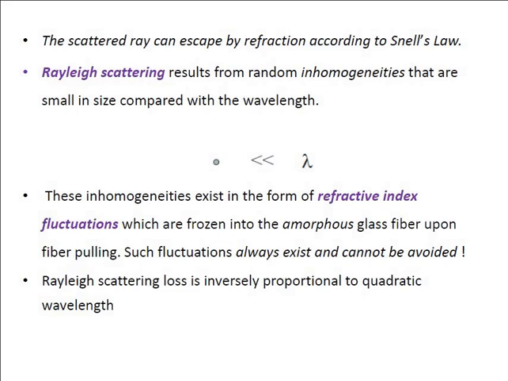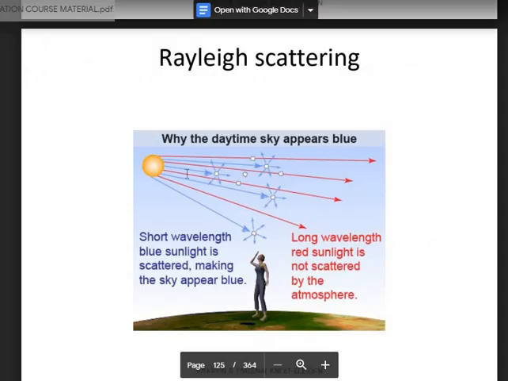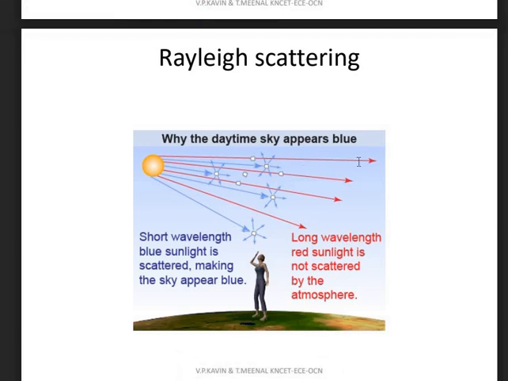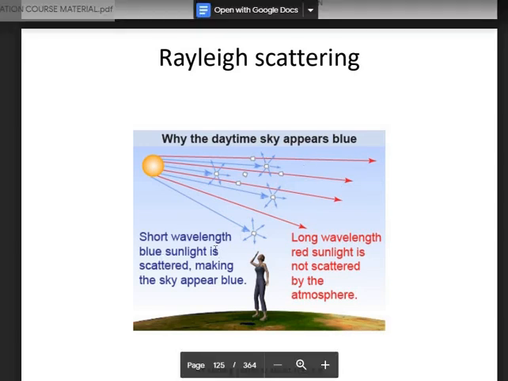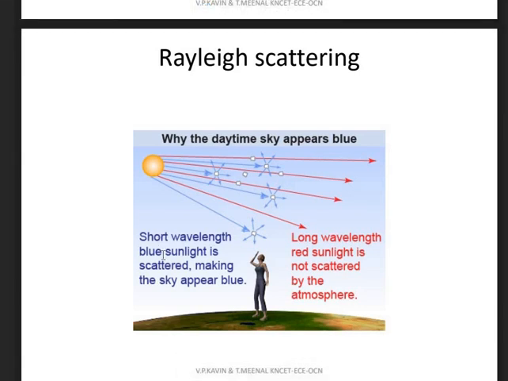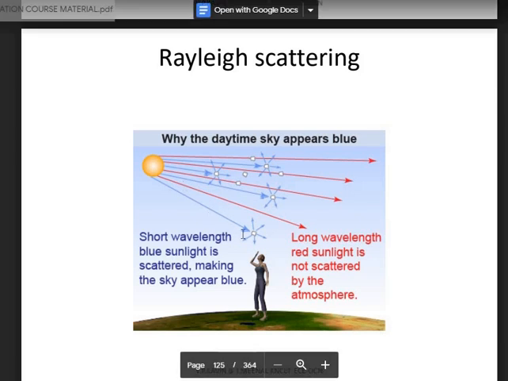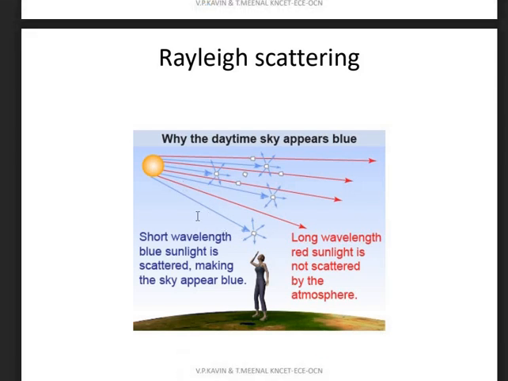Rayleigh scattering in glass is the same as that which scatters light from the sun. So if you see light scattering from the sun, the mechanism is based on Rayleigh scattering. Have you ever wondered why the daytime sky appears blue? Because of short wavelength. Short wavelength is blue. So sunlight is scattered at the short wavelengths of blue color, and the blue sunlight is scattered, making the sky appear blue.